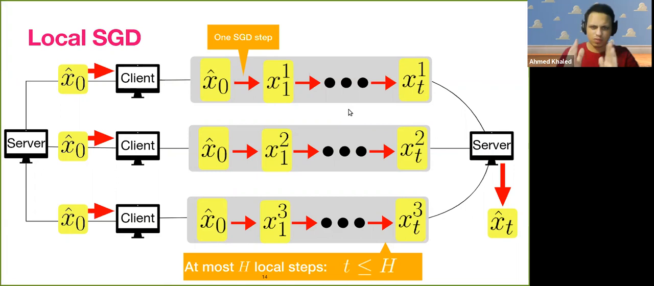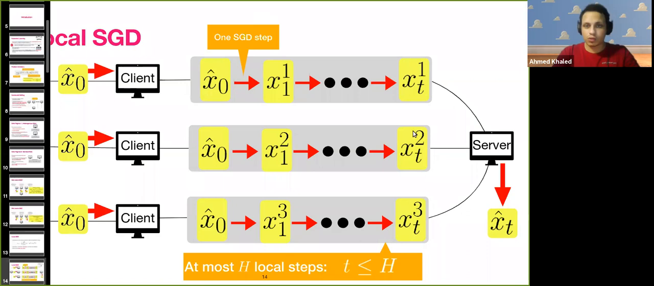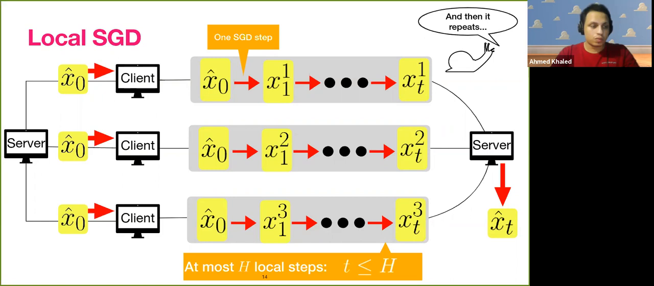All right, so after we do this, we have a new iterate. Now we can go back and start this process again, and it keeps repeating. All right, so does anyone have questions here?